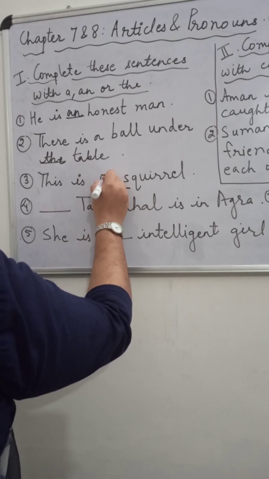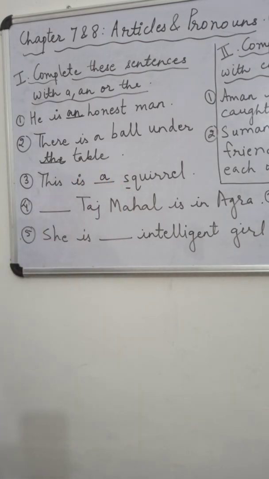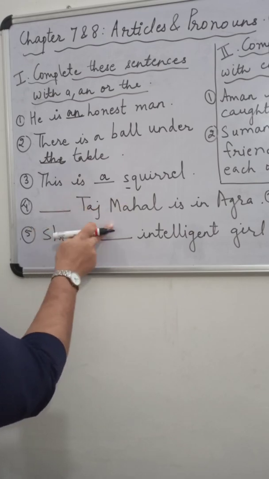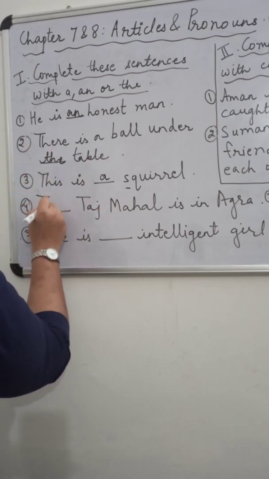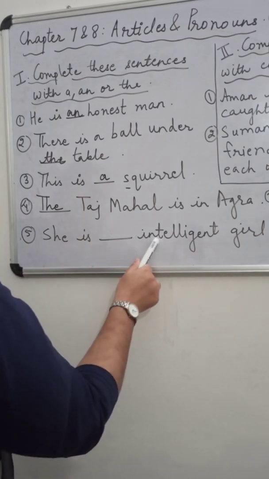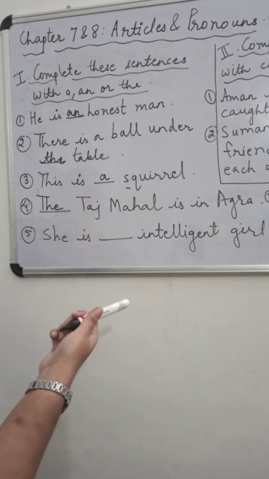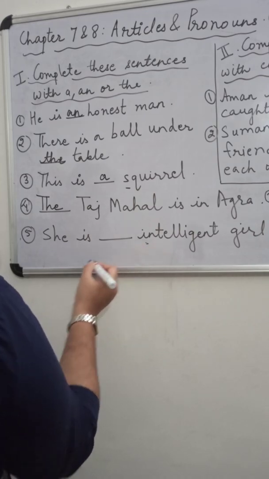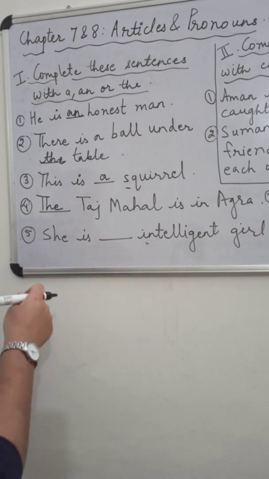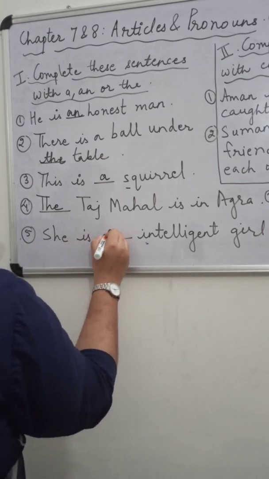This is a squirrel. Fourth one, the dash Taj Mahal is in Agra. So always remember children, before monuments or mountains or rivers we use the article the. So here we will use the article the. Fifth one, she is dash intelligent girl. Now this word intelligent is producing a vowel sound. A, E, I, O, U are vowels. So intelligent is producing a vowel sound like intelligence. So here we will use the article an.